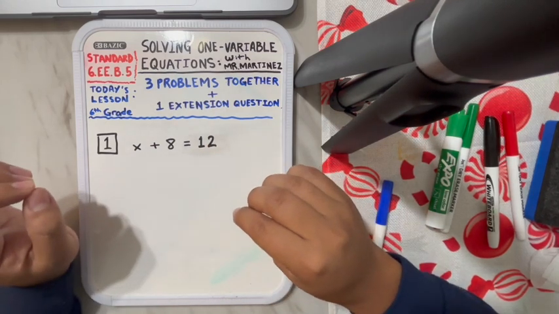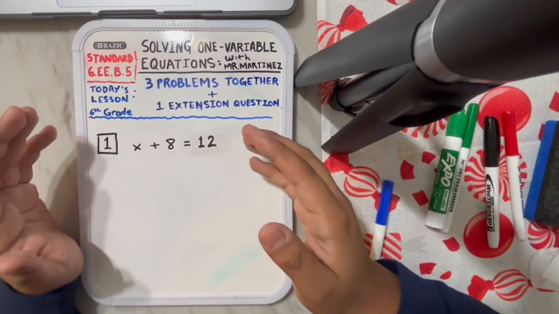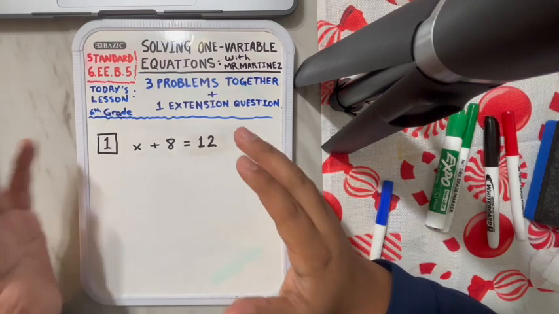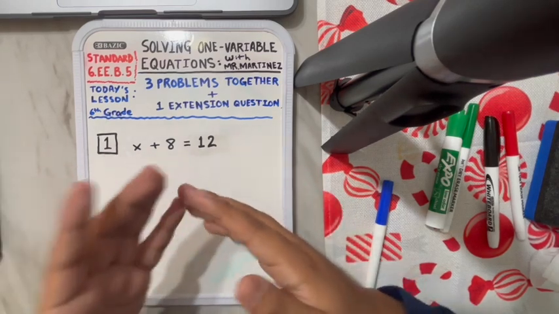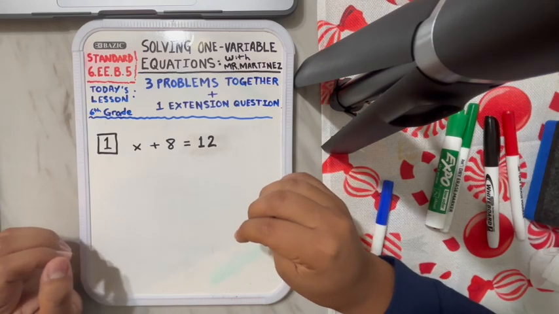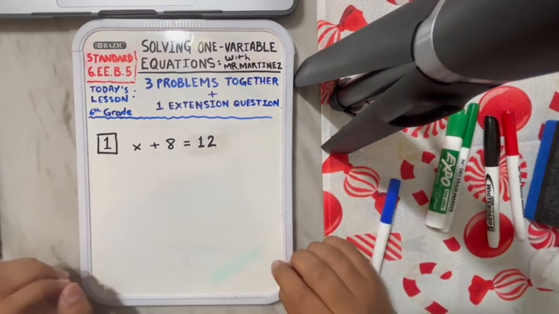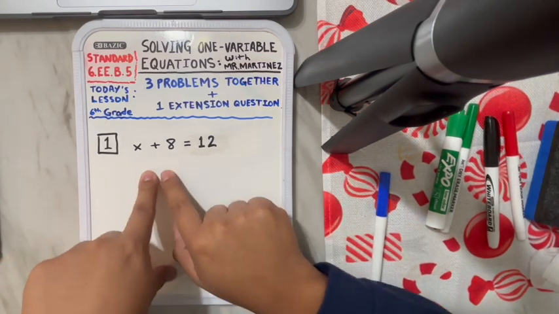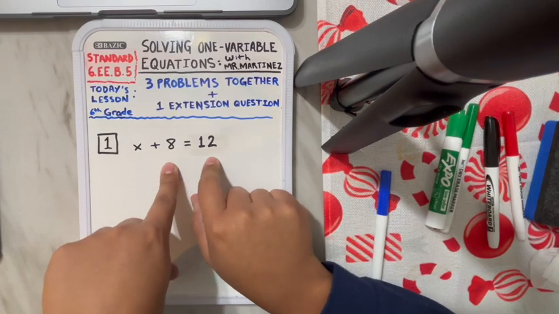We are going to be solving three problems together, and at the very end of the lesson I will be giving you guys a real world example slash extension question that relates to what we are going to be learning today. So let's get started with our problems. For problem number one, we do have the equation x plus 8 equals 12.